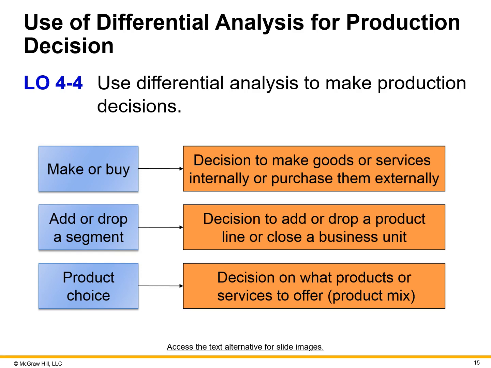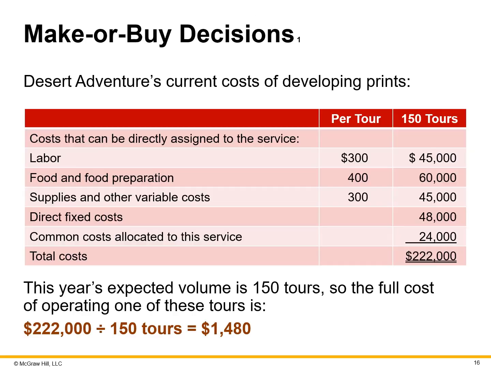So here's an example of a make or buy decision. There's a tour company called Desert Adventures. The labor cost per tour is $300, food is $4, and supplies is $3. So that's $1,000 per tour for variable cost. Then you have your fixed direct cost and also common costs allocated to this service for a total cost of $222,000. So if the company sells 150 tours, that comes out to $1,480 per tour.